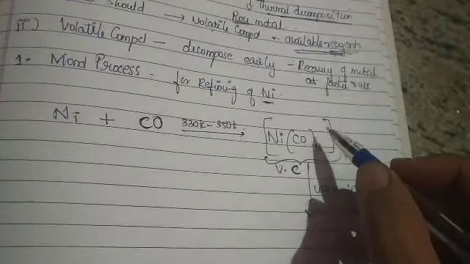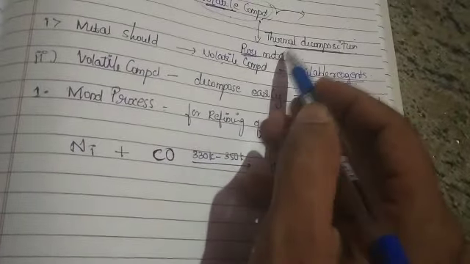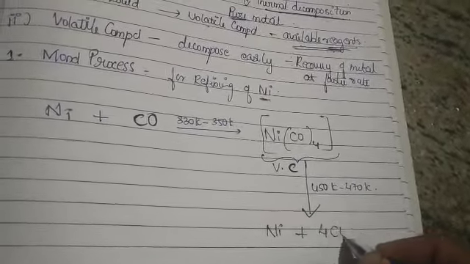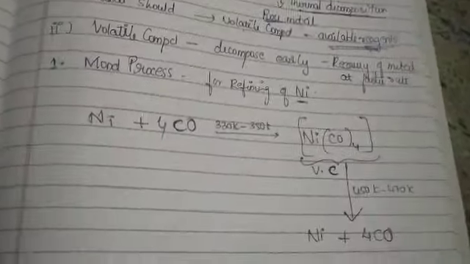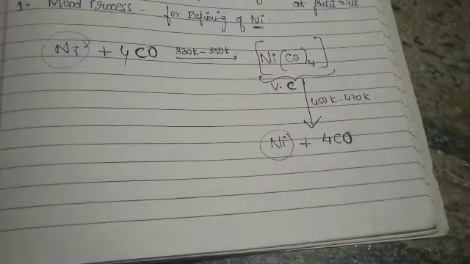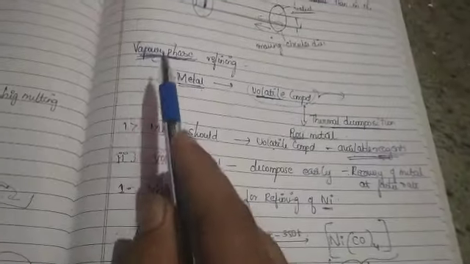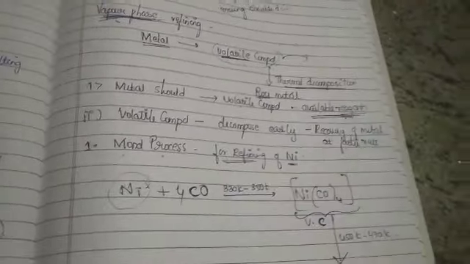So what happens? Nothing much. We are going to break this down now. Thermal decomposition. Thermal means temperature. Decomposition means breaking off. So what happens? Of course, you will be getting pure nickel plus 4CO. Simple process. What you did initially, the same part we get at the last. But remember, the nickel at the start has impurities, but whatever nickel you obtain after vapor phase refining will be the purest nickel. So this is one of the methods of vapor phase refining, called the Mond process, mainly used for the refining of nickel.